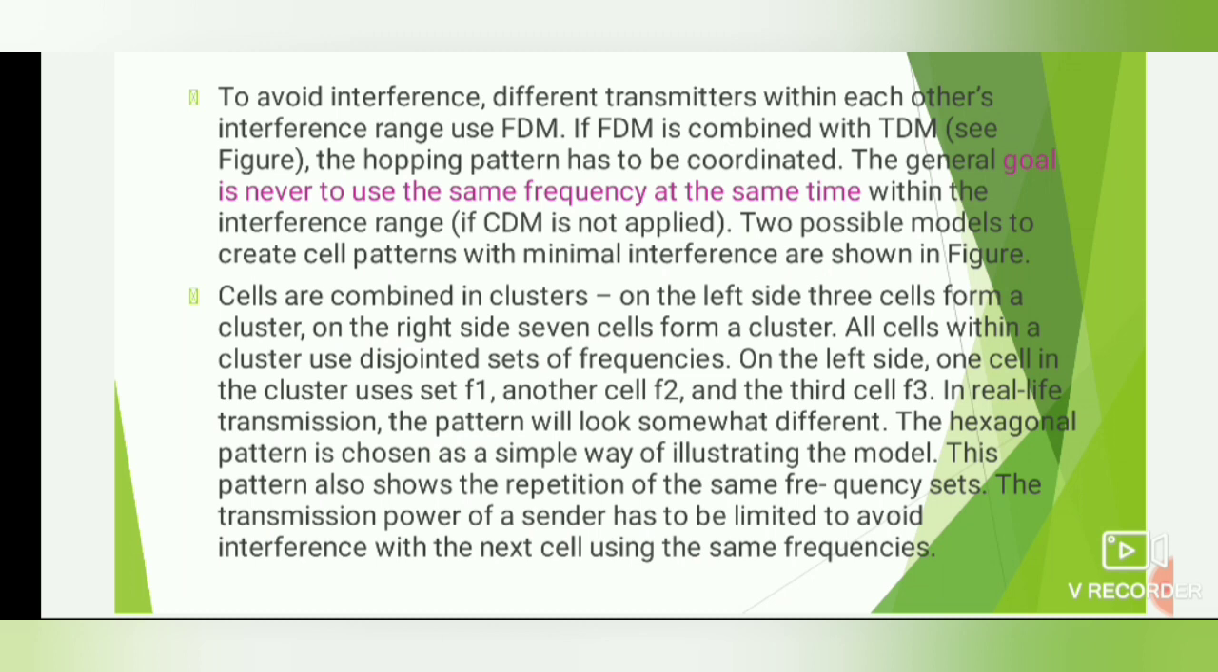is F3. In real life transmission, the pattern will look somewhat different. The hexagonal pattern is chosen as a simple way of illustrating the model. This pattern also shows the repetition of the same frequency sets. The transmission power of the sender has to be limited to avoid interference with the next cell using the same frequencies.